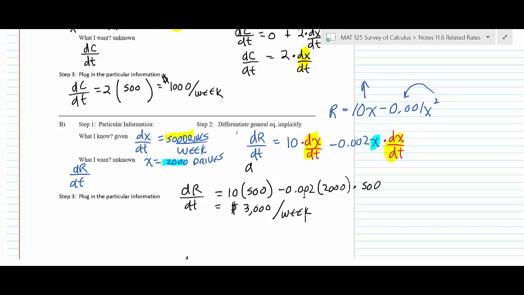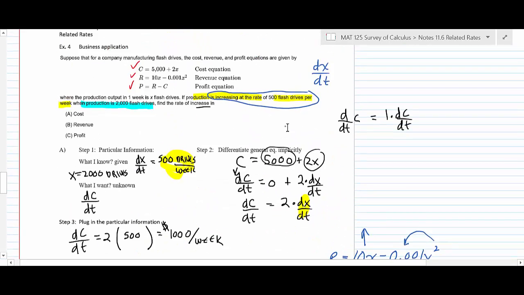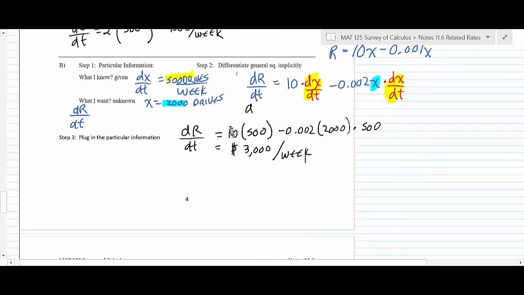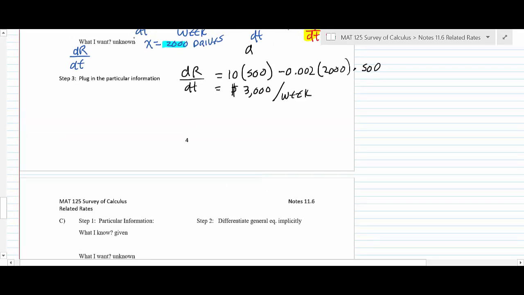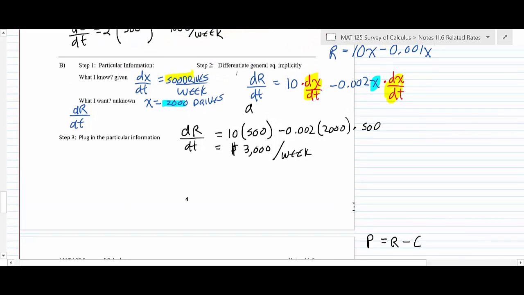Okay, then we're going to do one last part of this. We're going to do the profit. So what we need on this is we know the profit is the revenue minus the cost. So we do have to figure that out. So we need to get those two things. So let's see. Let me write these down.